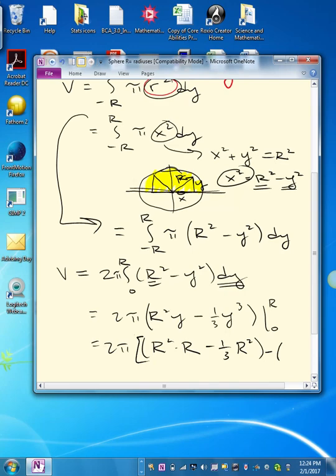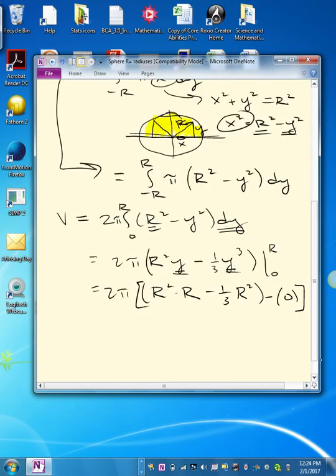minus, by the fundamental theorem of calculus, when I plug 0 in for y, I get 0 minus 0, so I don't need that second term. Almost there. I have a 2 pi, R cubed minus R cubed divided by 3. And that's the volume of that sphere. Oh, you know what? Yeah, I'll leave it there. That's the volume of that sphere.